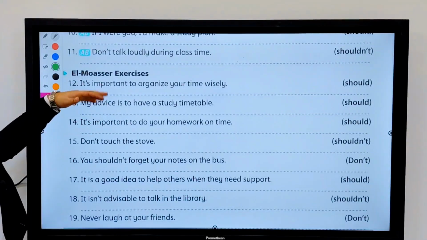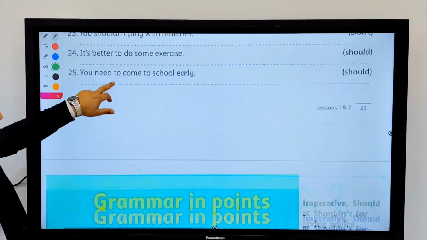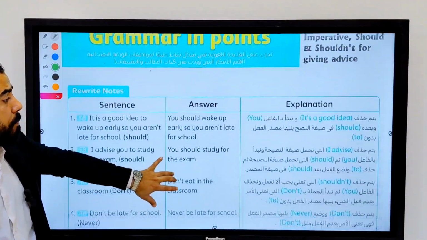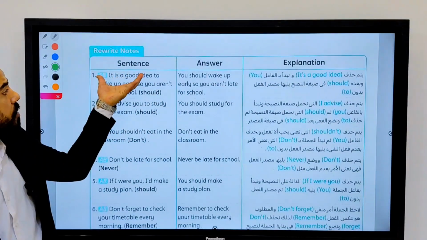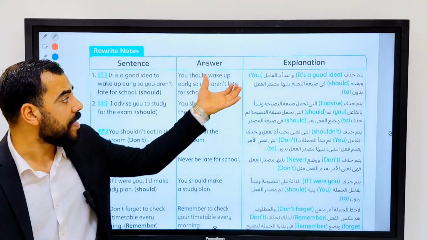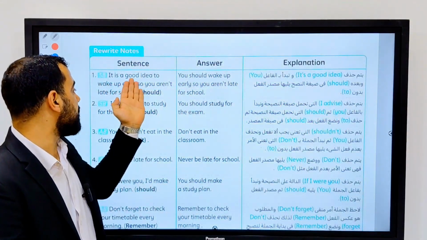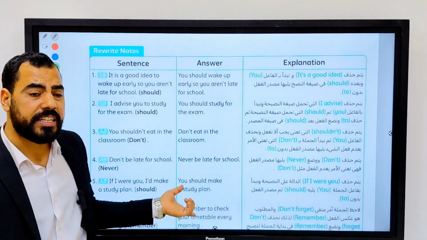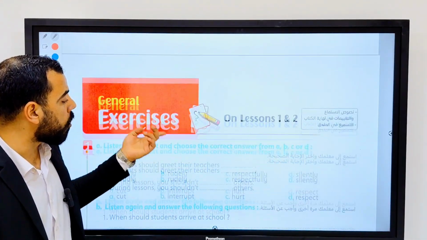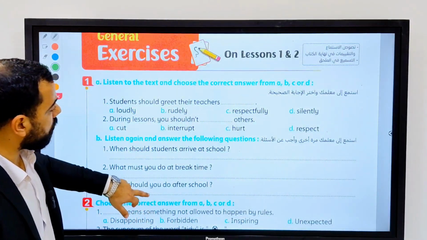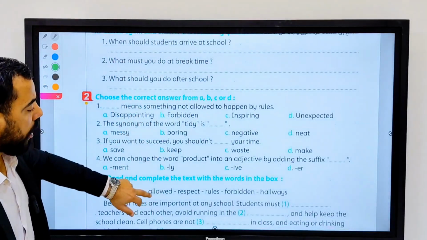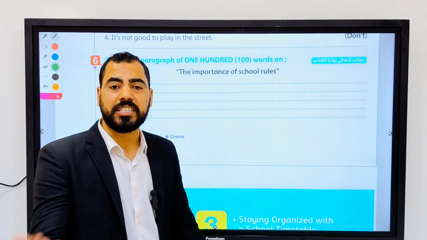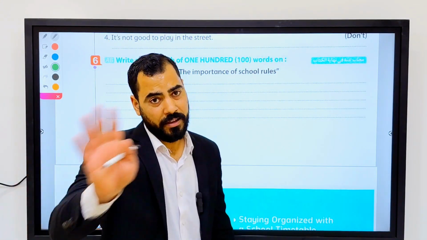Middle 2 students, you can answer the rest of the questions on your own. And you can study this page because it's so important. He is giving you a sentence and the answer and the explanation. So this page is super important. You need to read it well and it will help you to be better in English, in this grammar. And these 2 pages are homework, and see you next time with lesson 3. Goodbye.